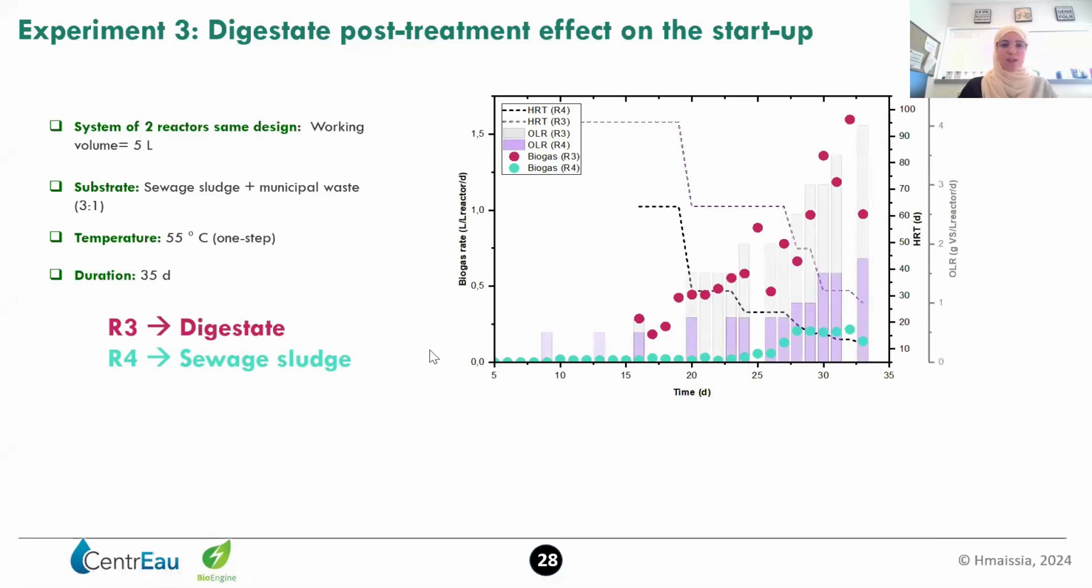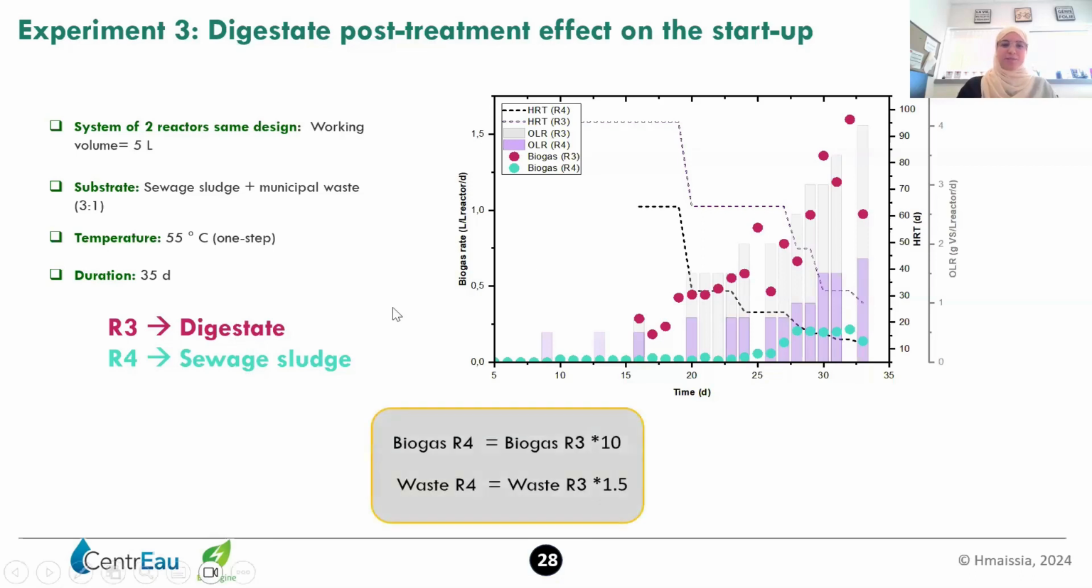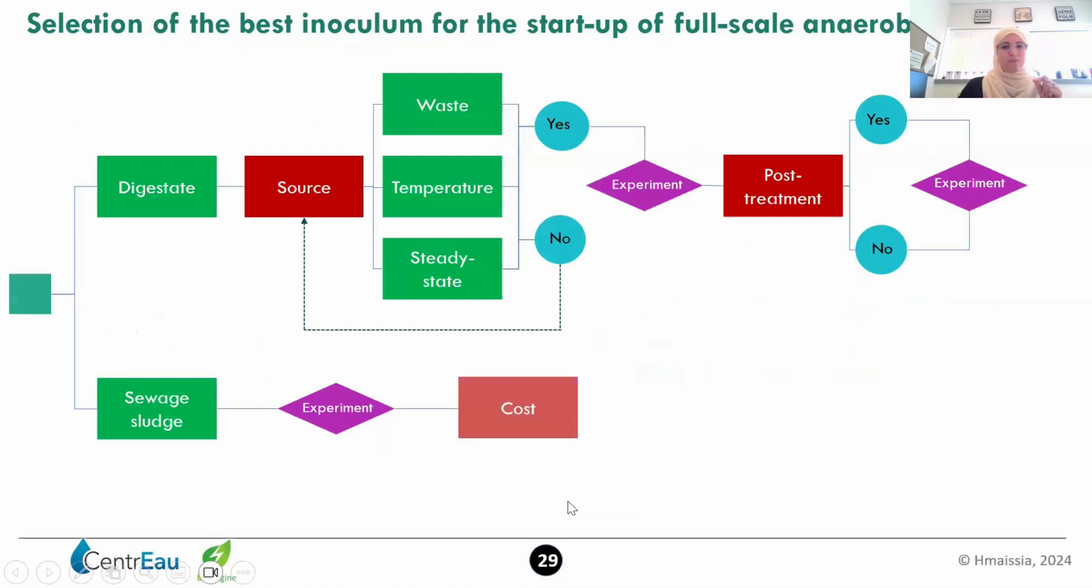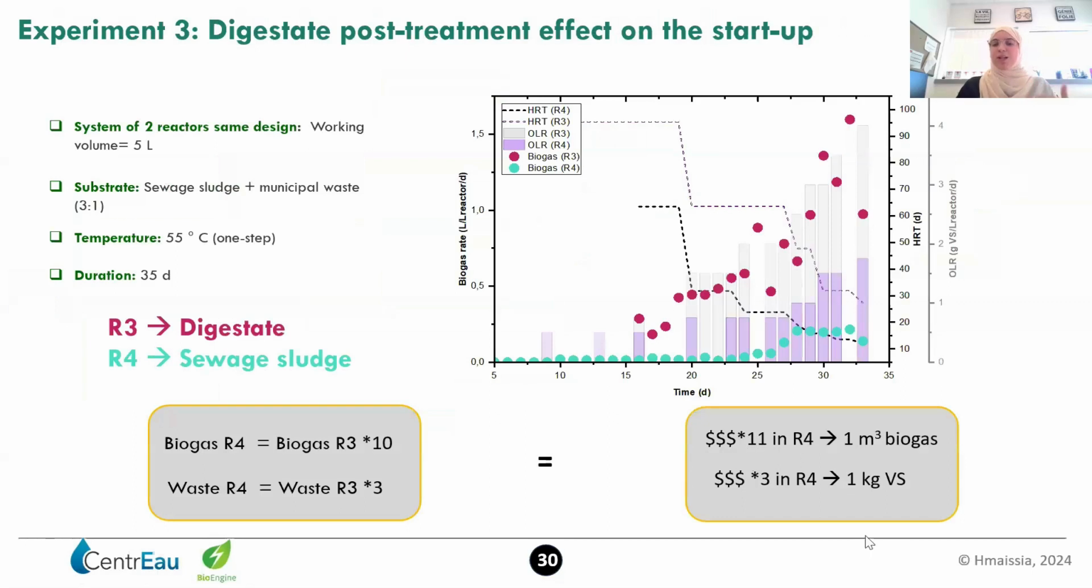I just want to note here that we know that digestate is better than sewage sludge. We wanted to compare between both of them because digestate, we have to buy it. It has a cost, and sewage sludge is free. So we wanted to know how much money we gain if we use digestate. So here we had like 10 times more biogas produced in reactor 3 and 1.5 times more waste was processed in reactor 3 and in shorter time. So we wanted to translate this into costs in order to select our inoculum. So 11 times more money, sorry. So we paid 11 times more money in reactor 4, and we paid 3 times more money in reactor 4 to process 1 kilogram of organic matter.